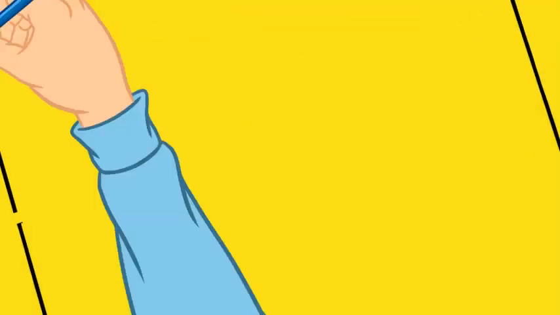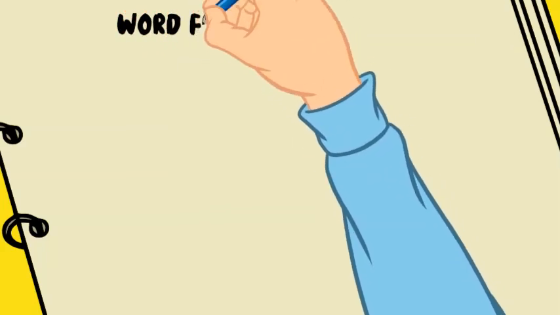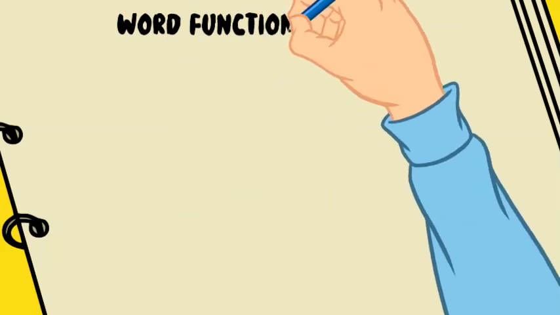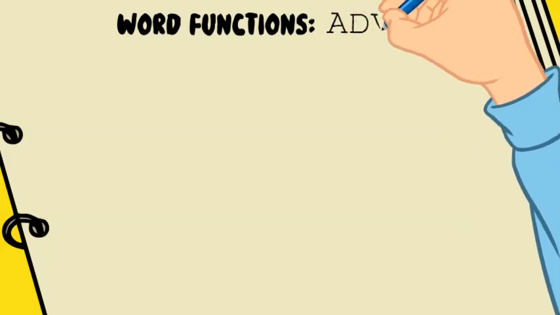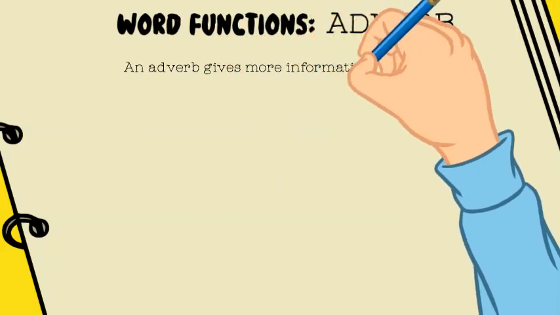The next part of speech we're looking at are adverbs. Now, an adverb gives more information about a verb. So in terms of its function, it's similar to an adjective, which gives us more information about a noun. You can usually spot an adverb because it tends to have the suffix ly.